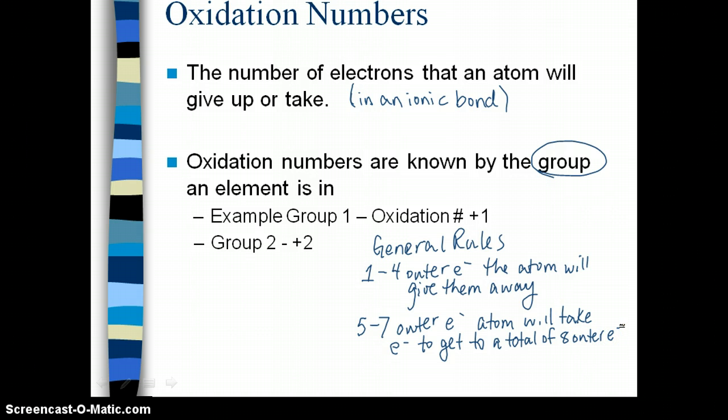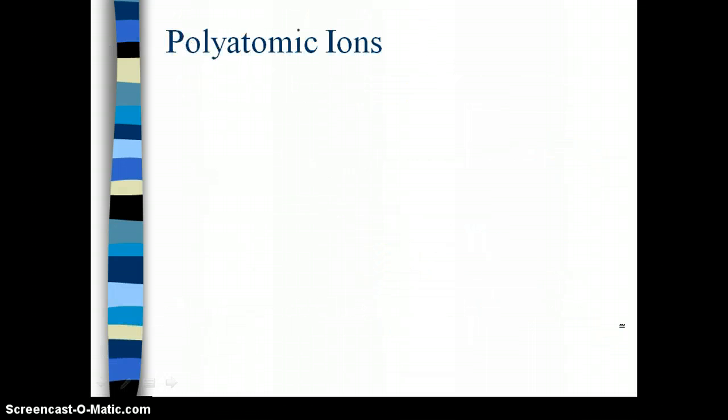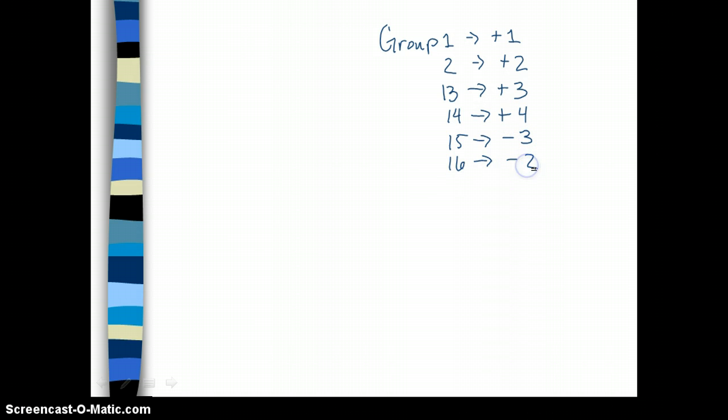So we can write these in on our periodic table. Group 1 is a +1. And if you haven't done this yet, take time to do it. Group 1, +1. Group 2 is +2. Group 13 is +3. Group 14 is +4. Group 15 is -3. Group 16 is -2. Group 17 is -1. And group 18 is 0. So this is the oxidation number.